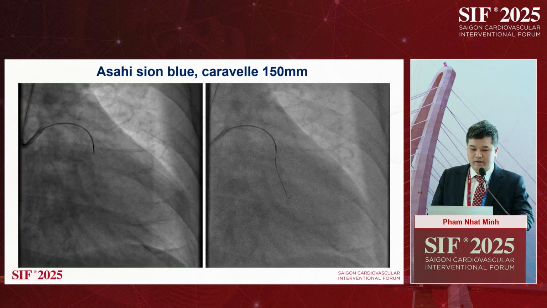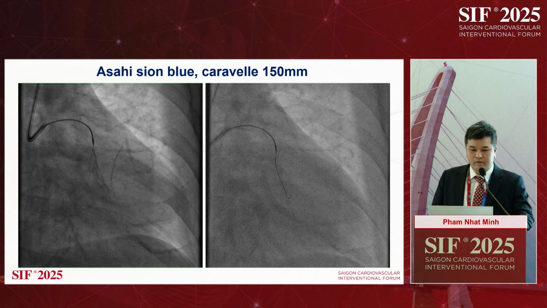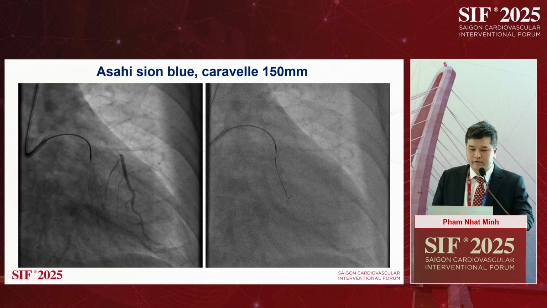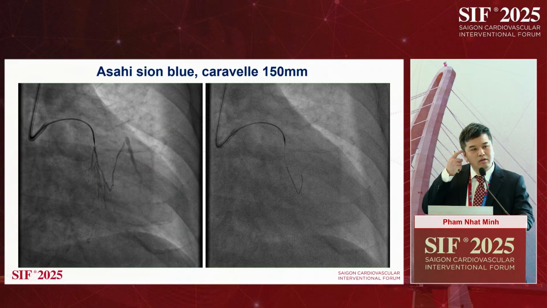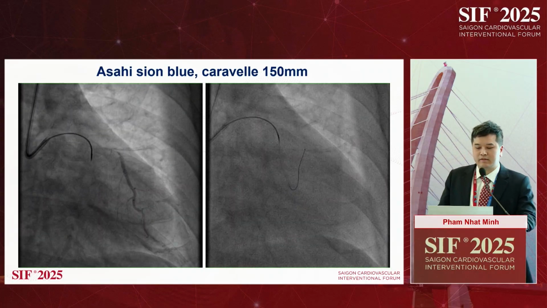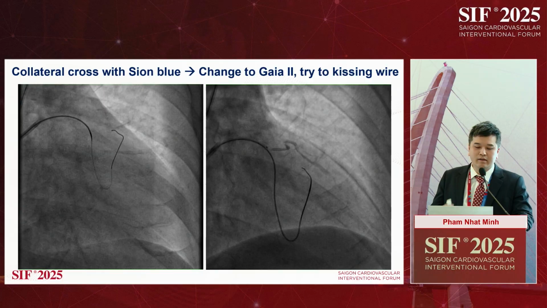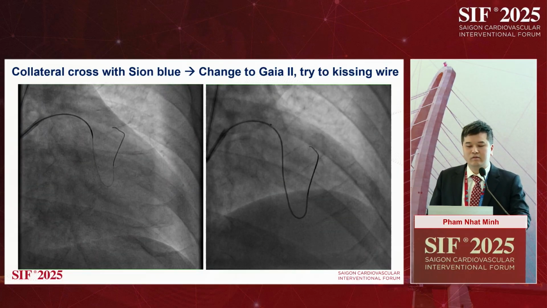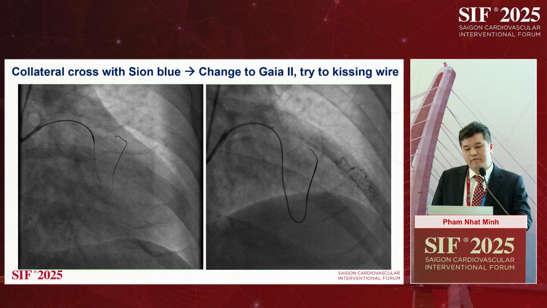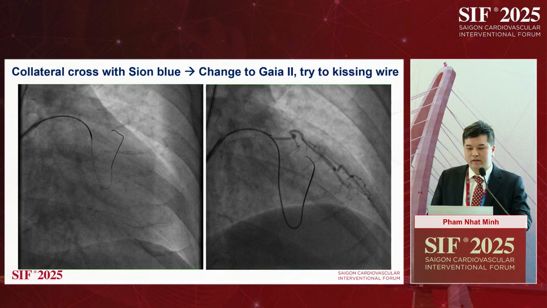And it is quite tricky, to be honest. We used a Caravel 150 and a Cyan Blue, and luckily it was quite easy to get to the distal part of the CTO body. We tried several options to puncture the distal cap, like changing to a stiffer wire like Gaia to try to kiss the wire.